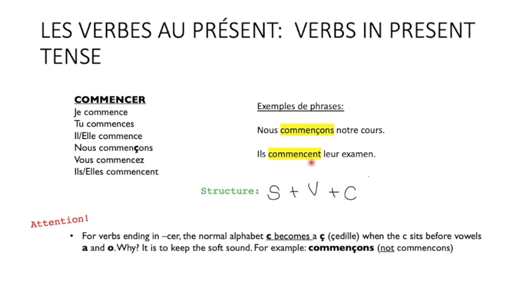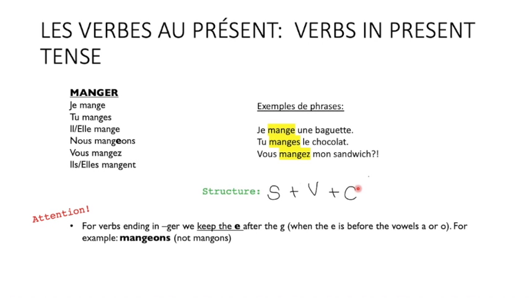So, for example, nous commençons notre cours. So, we start our class. Okay? We start our subject. Ils commencent leur examen. They start their exam. Okay? So, it follows the nous is the sujet, commençons is a verb, already conjugated. Notre cours is the complement, which is the rest of the sentence. And the complement is usually a noun, okay? Kata nama.